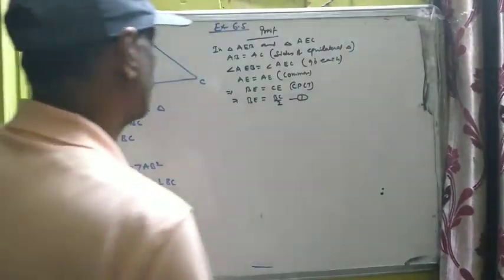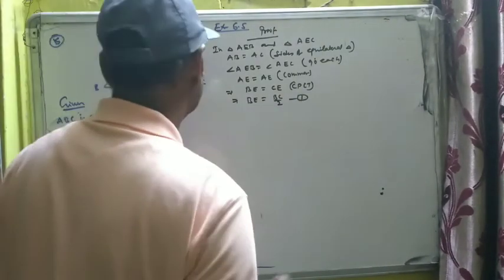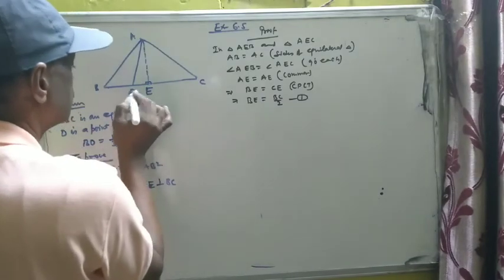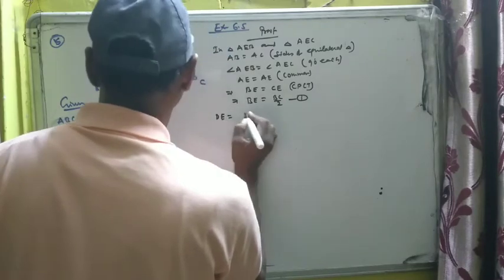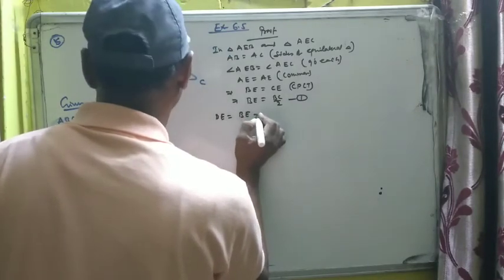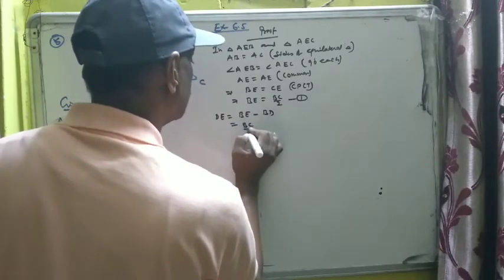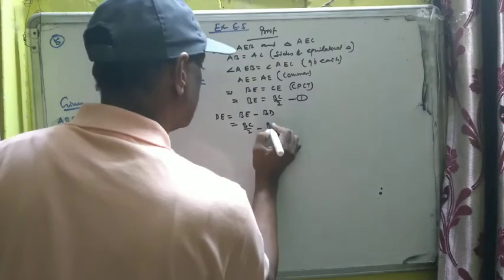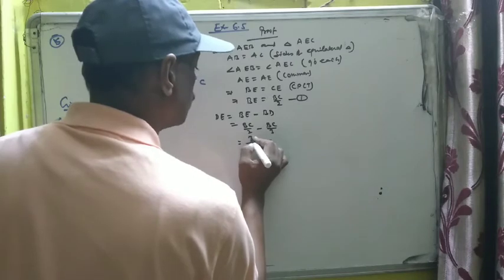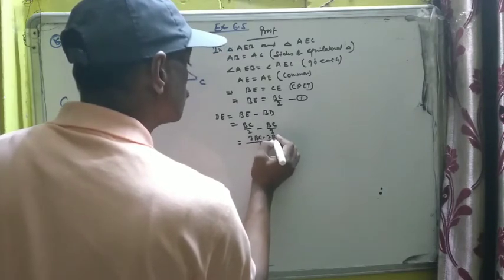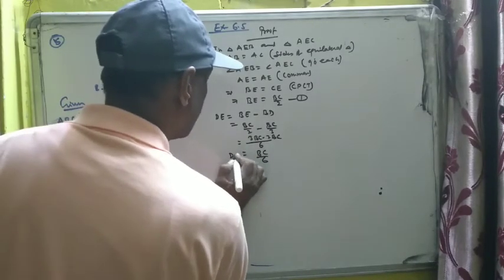Okay, so we have the value of BD as well as the value of BE. So let us find DE. DE equal to BE minus BD. BE is BC by 2 and BD is BC by 3. It will give LCM 6. So 3 BC minus 2 BC, so BC by 6. This is the value of DE.